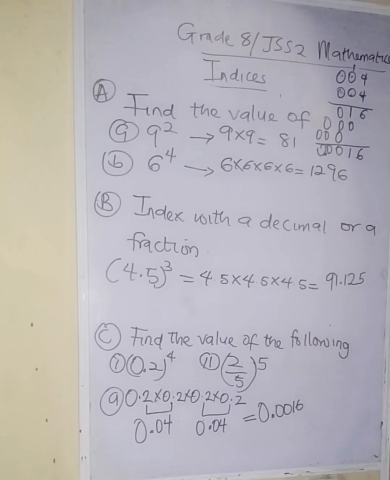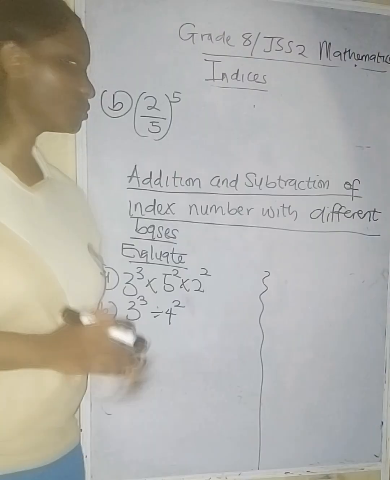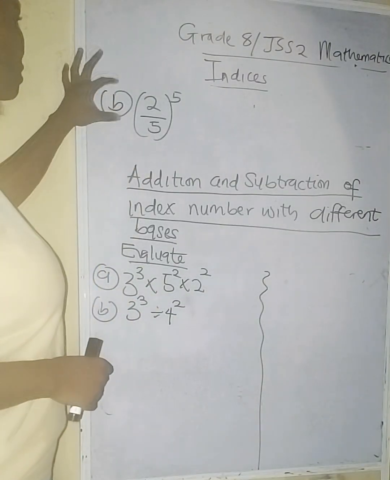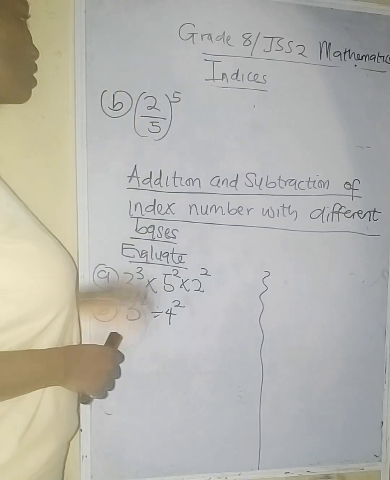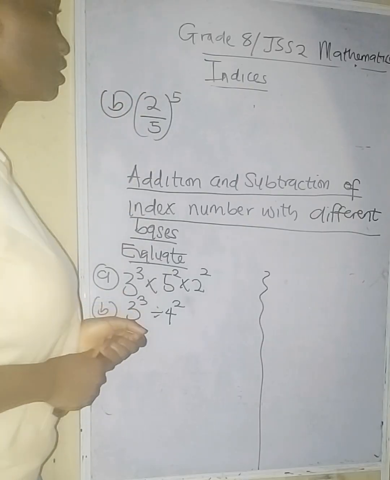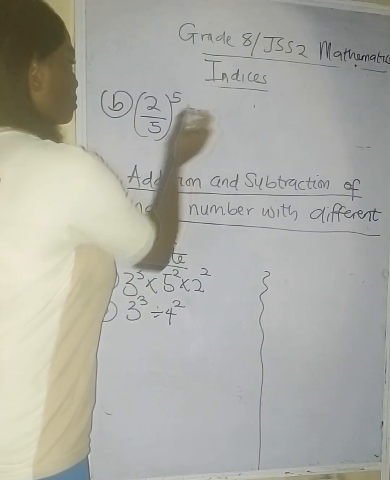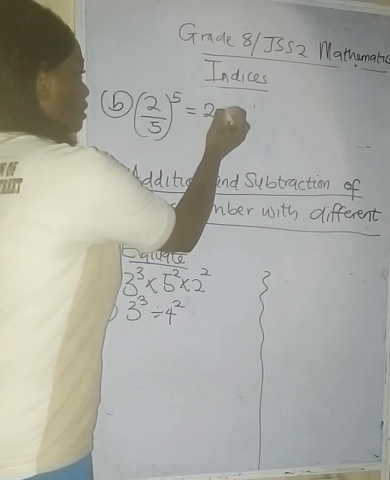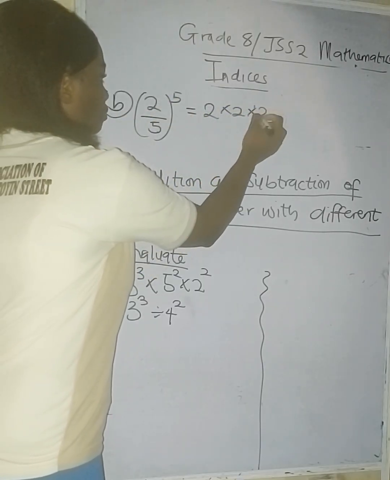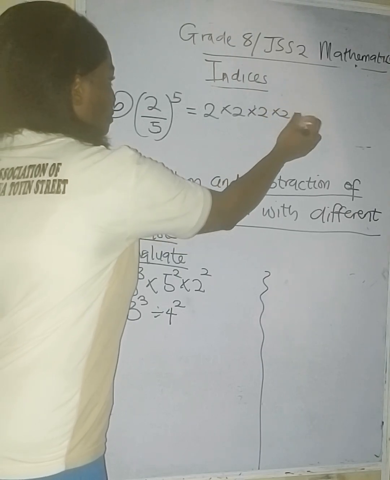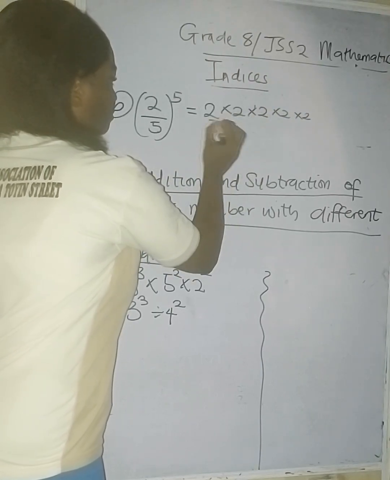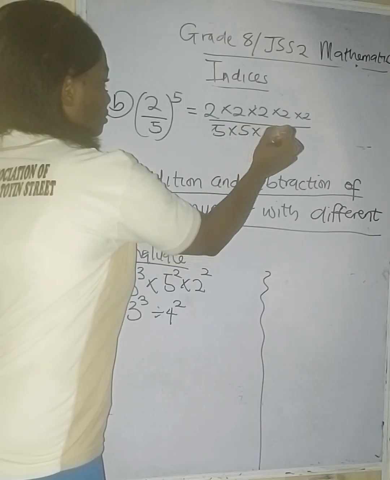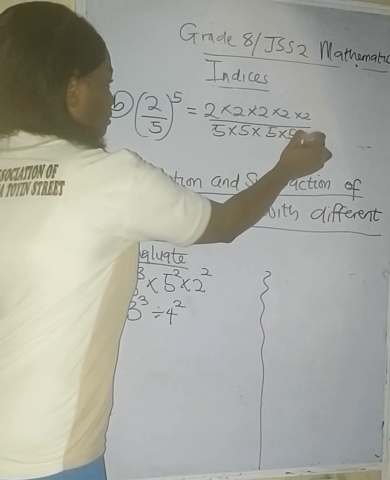So let's move on now. Now this is another aspect. So now let's finish this. This is 2 over 5, raised to power 5. So now let's calculate it. So we are going to count the numerator and denominator 5 times. So that is 2 times 2 times 2 times 2 times 2. So this is also 5 times 5 times 5 times 5 times 5.